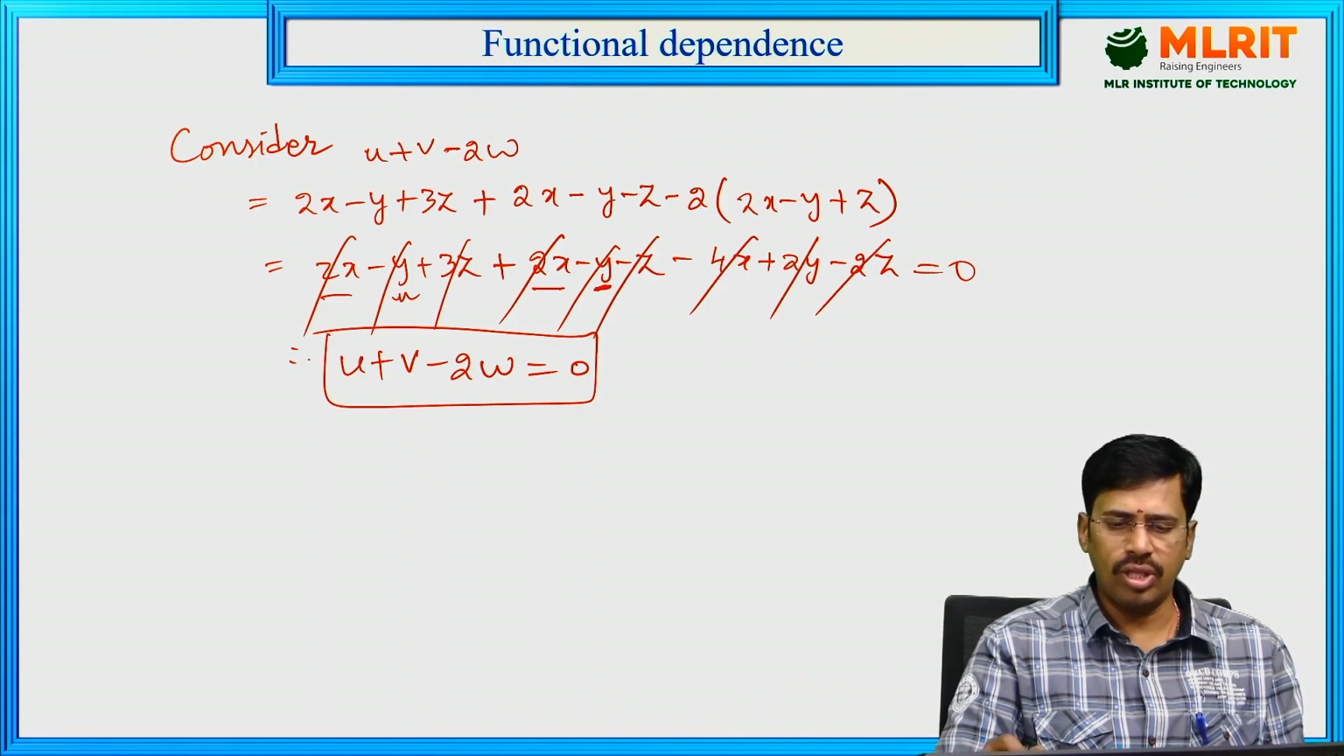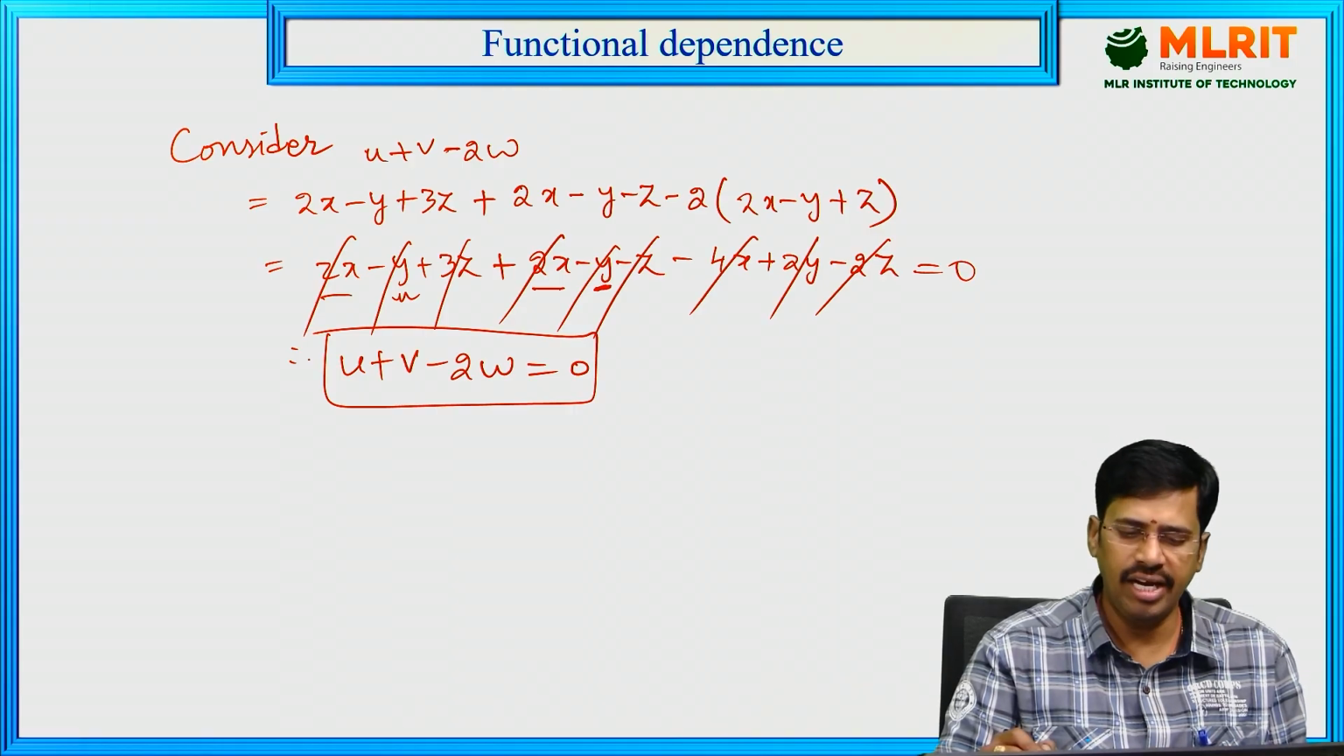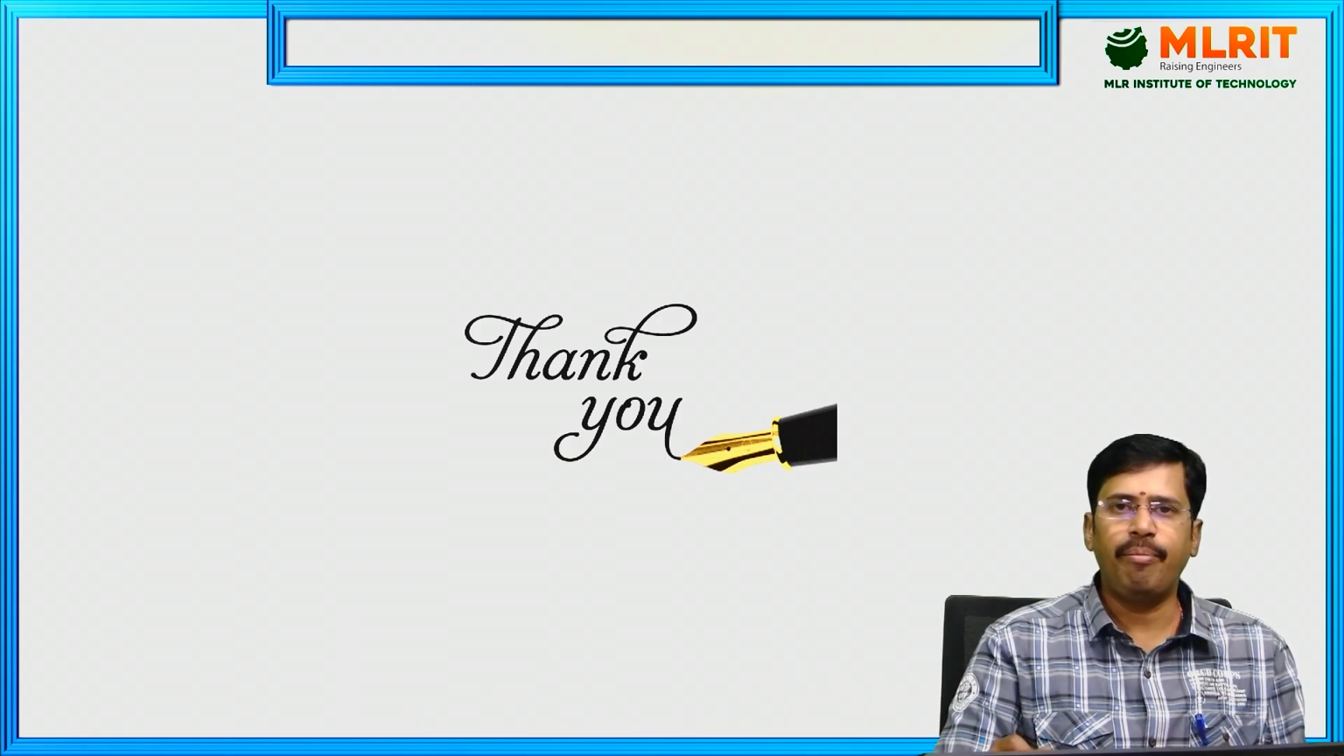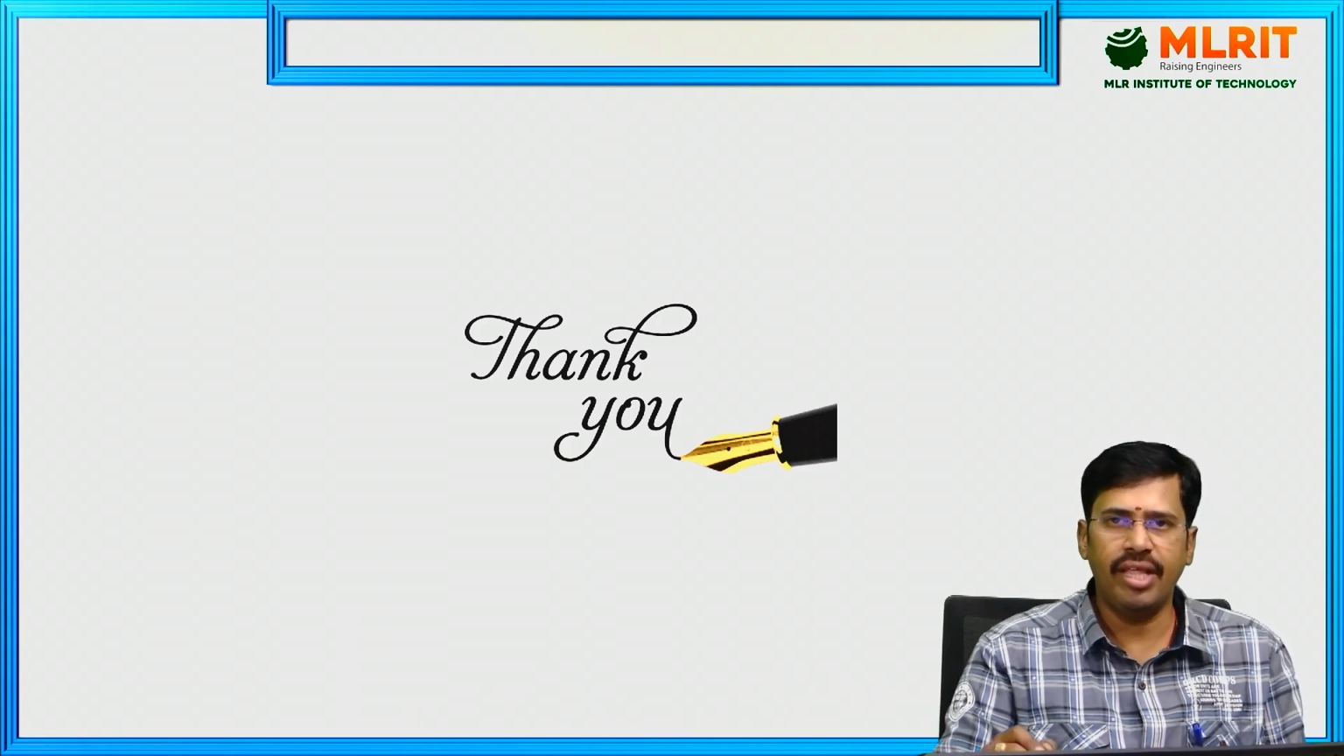This is how we show that the given functions are functionally dependent, and this is how we find the relation between them. So till now we have seen the functionally dependent and how to find the relation between them.